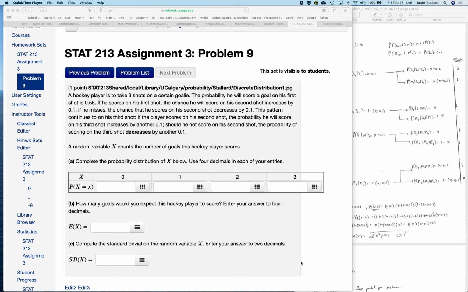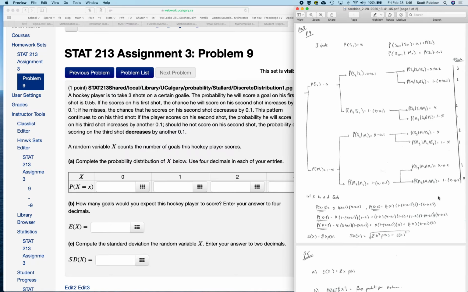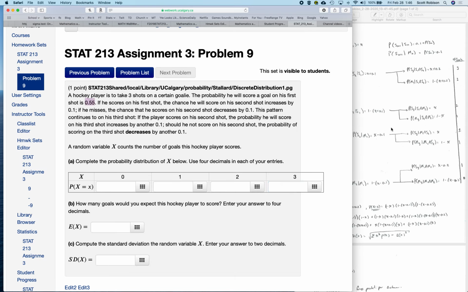This question with the hockey player who either gains confidence or loses confidence depending on what they score or whether they miss on a previous attempt is a little bit difficult to map out. So here you've got three shots and the probability of success on the first shot is listed. For instance, mine happens to be 0.55.